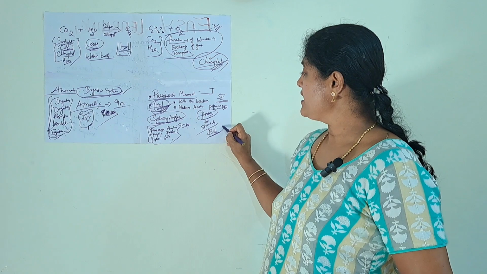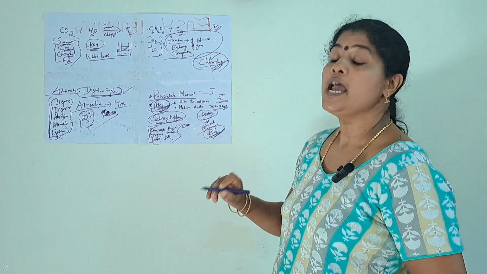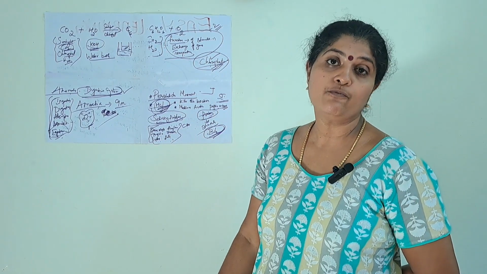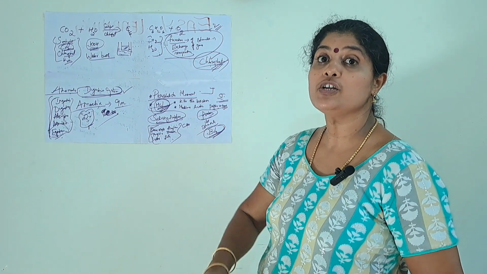So in that, bile is acting as a very important factor. The function of bile is that it helps to emulsify fat, and it helps to make the medium alkaline for the pancreatic enzymes to become active. So these are the two main functions of bile.